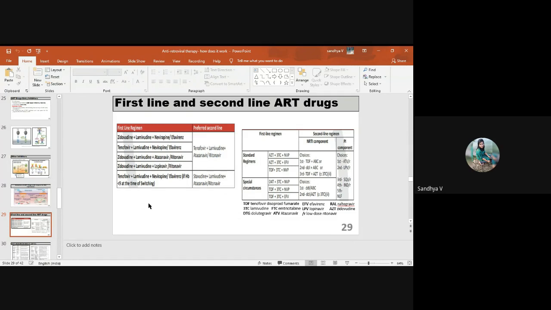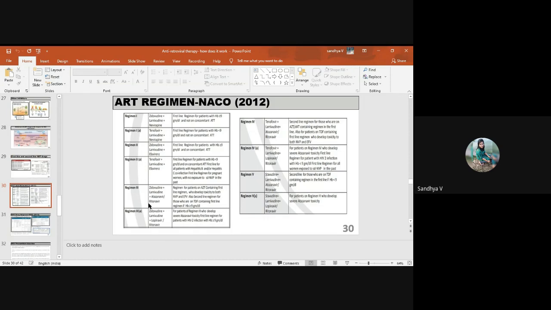And second line: people who are not susceptible to the first line, or who show resistance against these drugs, will move on to second line treatment. This is the second line regimen. These are followed by the WHO criteria, and these regimens are followed by NACO, that is, the National AIDS Control Organization. As you can see, as I already said, zidovudine, lamivudine, and nevirapine are a combination of nucleoside reverse transcriptase inhibitors and protease inhibitors, and also tenofovir, lamivudine, and efavirenz. So there will be a combination of drugs. They are advised to be taken by HIV infected patients, regardless of CD4 counts.